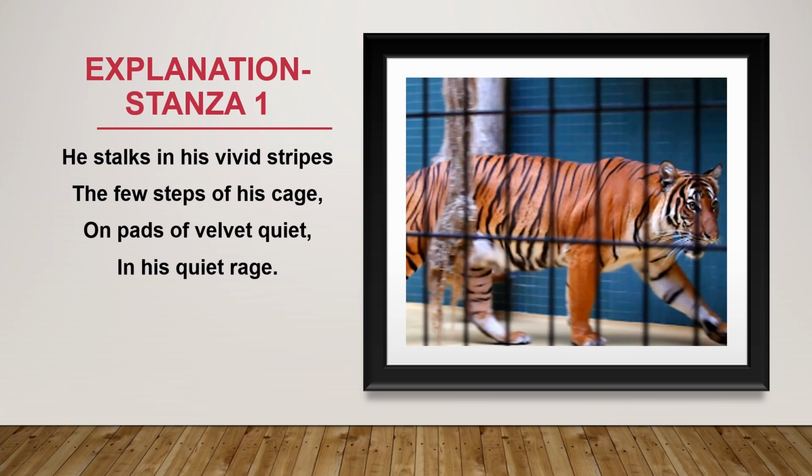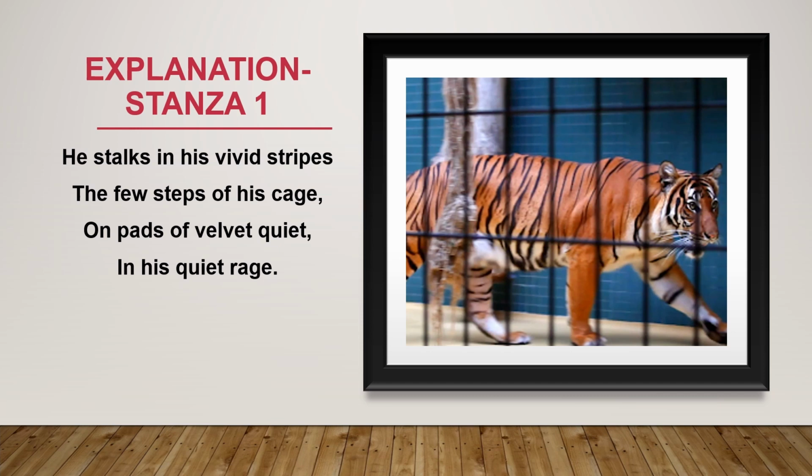He moves around in his cage at the zoo very quietly. The clear and sharp stripes on his body are brightly colored. His paws are velvet-like and very soft. Therefore, one cannot hear his footsteps while he is walking.